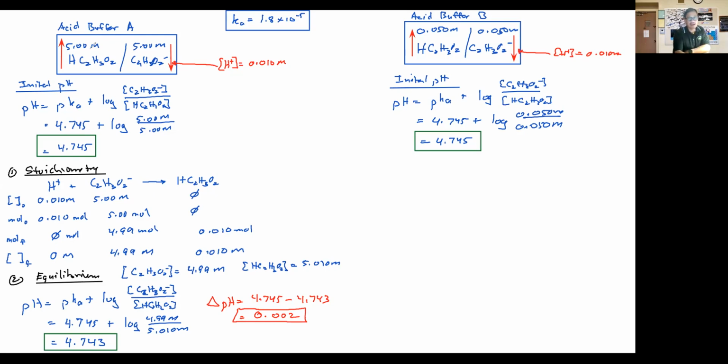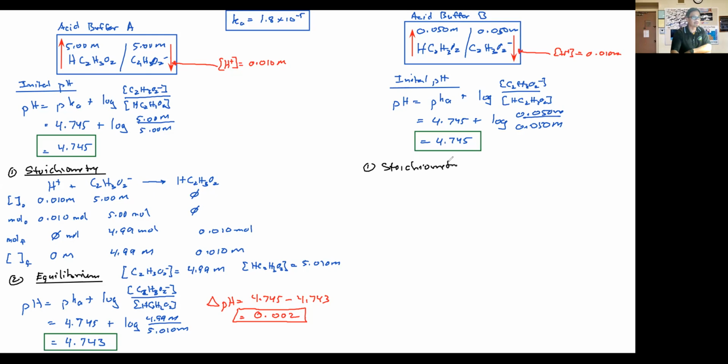We have a 5 molar sample. We've mixed a 5 molar concentrated solution of acetic acid with a 5 molar concentrated solution of acetate. So now that's the pH change there for buffer A. Let's compare then the pH change for buffer B. Let's do the same thing, and I think we can go through this second part a little more quickly, because we're carrying out the exact same calculation again. So we're going to do the stoichiometry first.